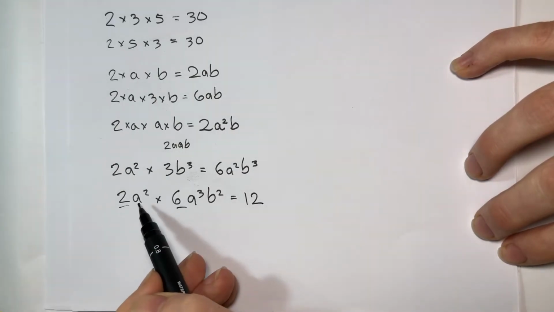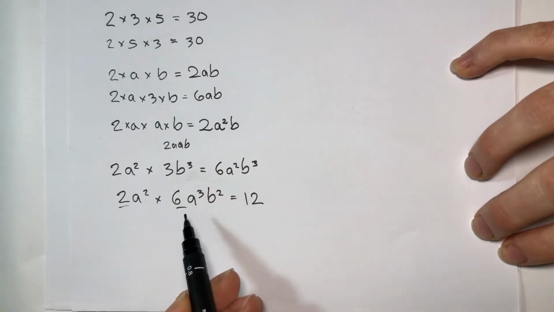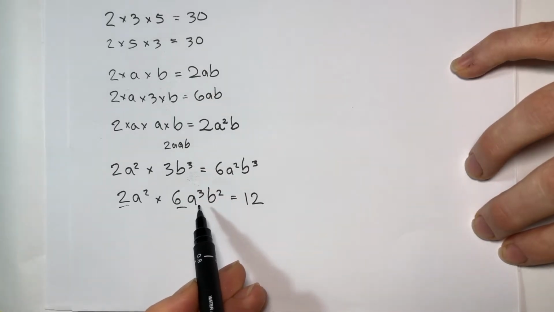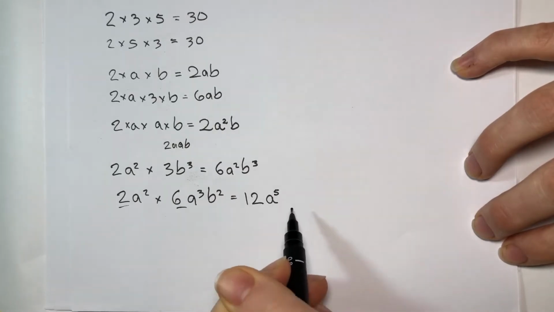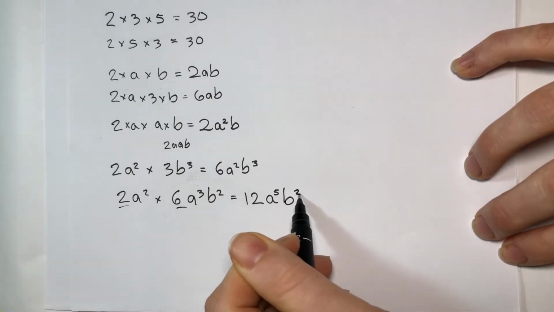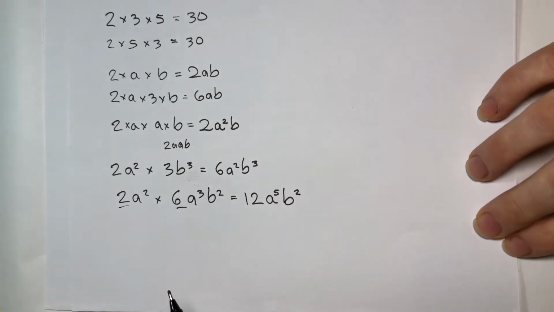And then I've got a squared, so that means aa. And then I've got a cubed over here, so that's another aaa. So in total, I have 5 of them hanging out, timesed together. And then I have the b squared, and it doesn't change because there's no other b's to multiply in with.